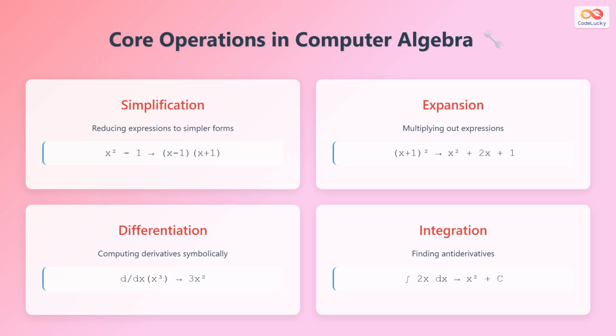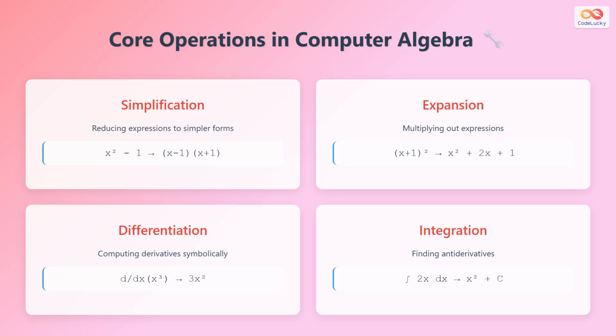Computer algebra systems perform several core operations. One of these is simplification, which reduces expressions to simpler forms. For instance, x squared minus 1 can be simplified to x minus 1 times x plus 1. Another core operation is expansion, which multiplies out expressions. For example, x plus 1 squared expands to x squared plus 2x plus 1.